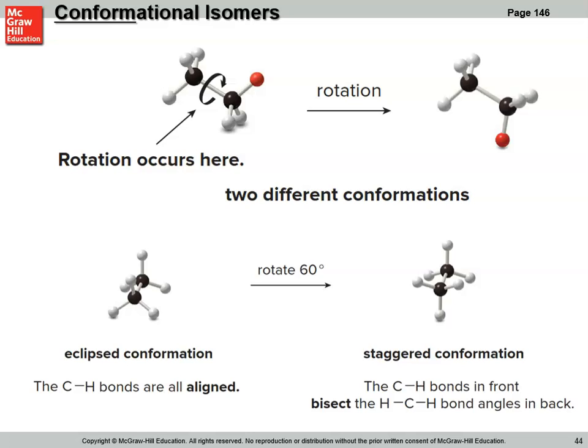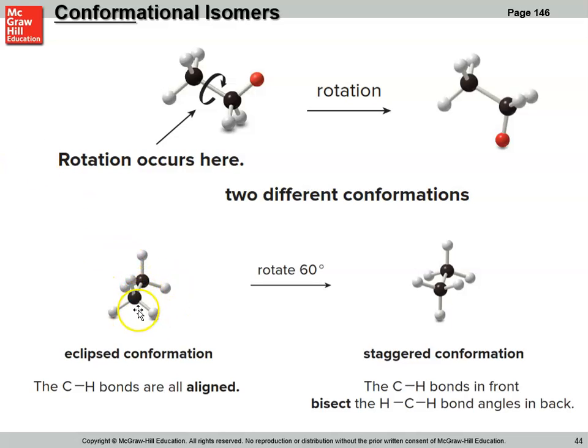Continuing in chapter 4, we talked about different names for constitutional isomers. Now we're going to talk about a different type of isomer, conformational isomers, and this is just the ability of those different carbons to rotate around those single bonds. We have free rotation around that bond, but that's going to give us two different conformations.